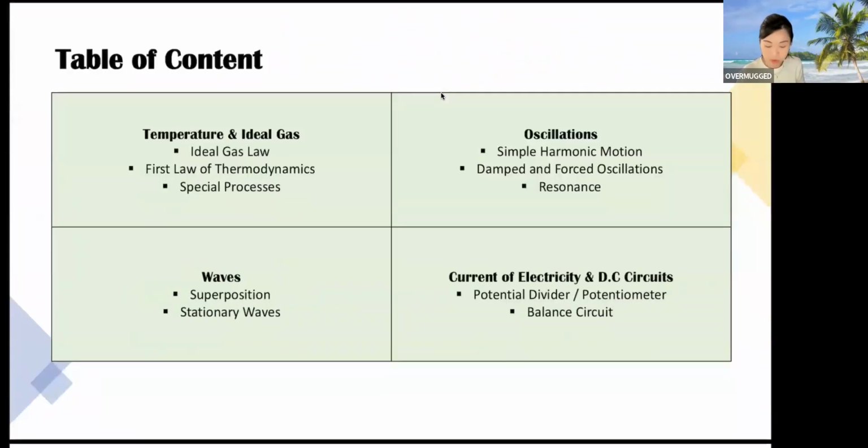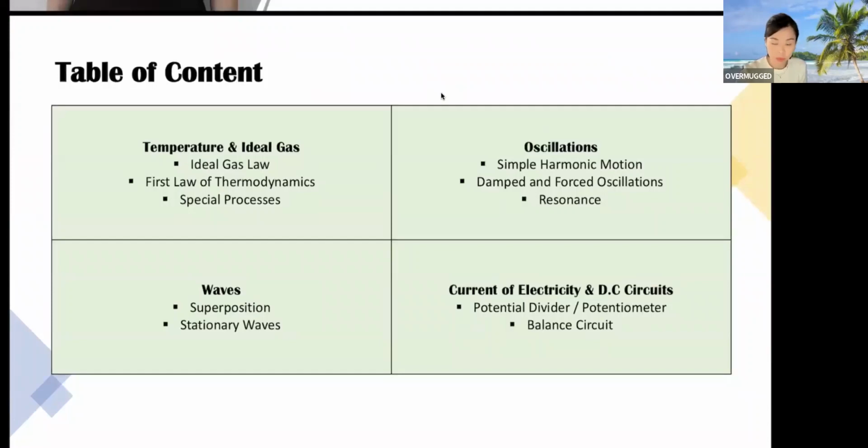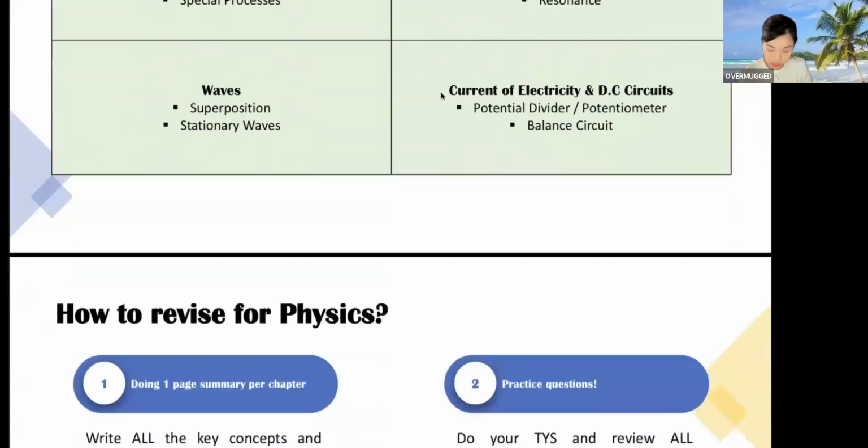Okay, now for today, what we'll be going through for J2s is the content here: temperature and ideal gases, mainly the ideal gas law, as well as the first law of thermodynamics and some of the special processes. Then we'll look at oscillations, mainly simple harmonic motion, damped and forced oscillations, as well as resonance. Then we'll look at waves, whereby we'll look at superposition and stationary waves. And lastly, we'll revise current of electricity as well as DC circuits, mainly the potential divider, potentiometer questions, and balanced circuit questions.